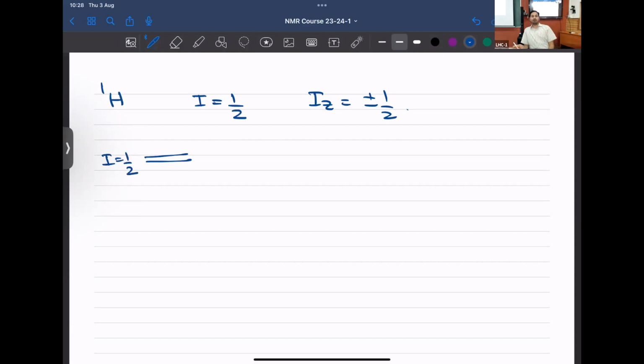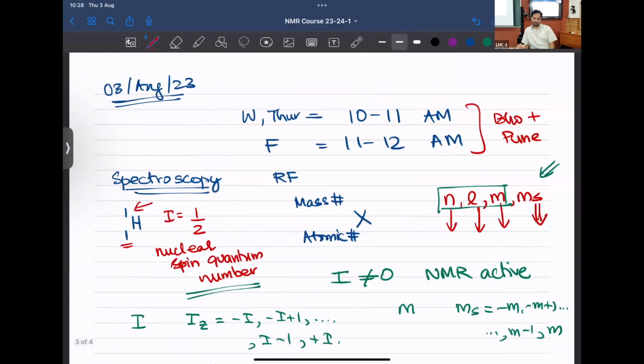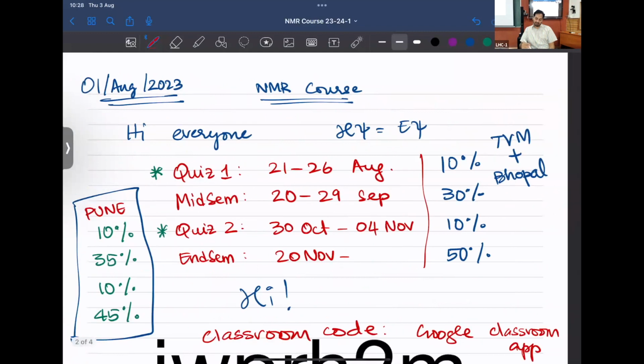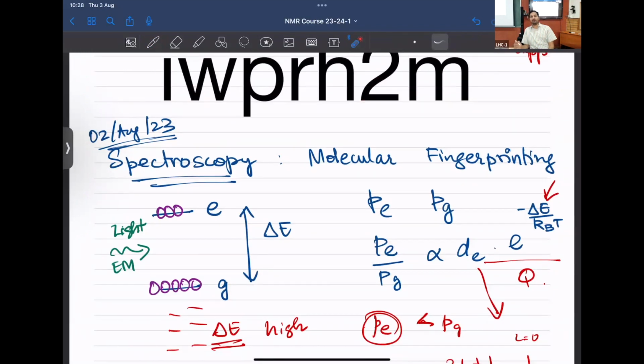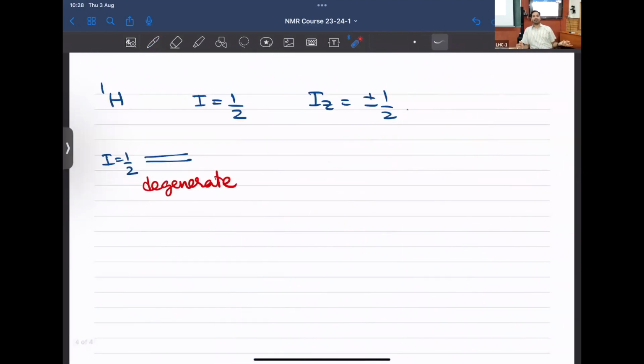But when you keep it in the absence of an electric or magnetic field, these are degenerate energy levels, meaning they both are of same energy. If you might recollect, what did we define as spectroscopy? You want to have two energy levels that are spaced from one another. You can only do spectroscopy when you have quantized energy levels that are separated from one another, right? But unfortunately, you said it's NMR active, but in the absence of any magnetic or electric fields, you have no separation between the nuclear spin states. That's a problem, meaning that therefore you can't do spectroscopy.